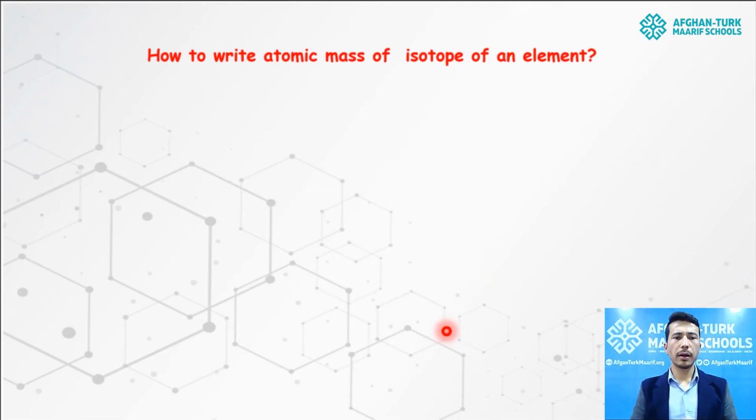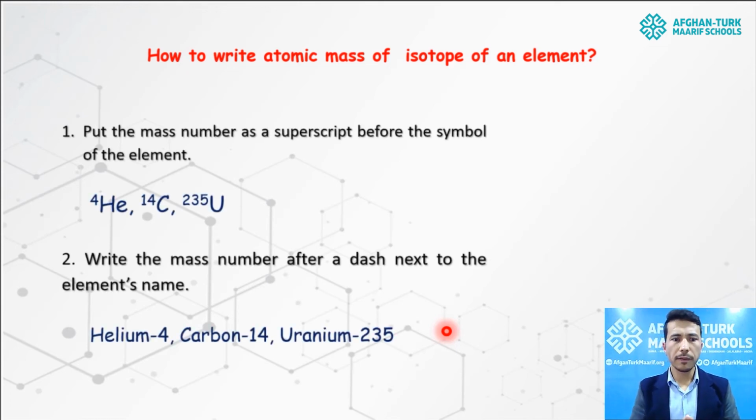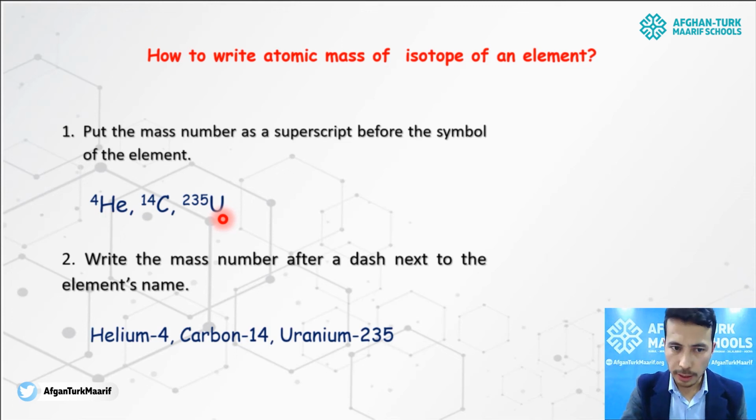Okay, let's have a look at how we can write the isotope of an element. There are 2 ways, students. The first one is to put the mass number as a superscript before the symbol of the element. You can look over here. Helium-4 is the isotope of helium, carbon-14 is the isotope of carbon, and uranium-235 is the isotope of uranium.